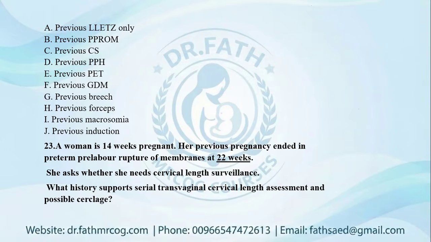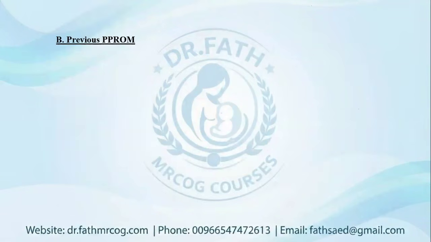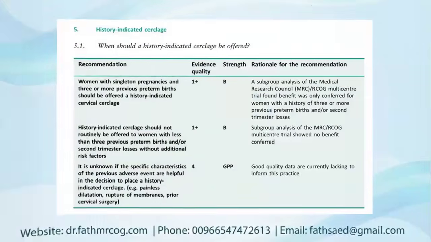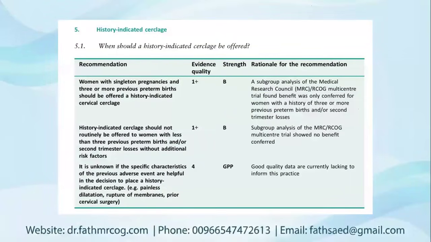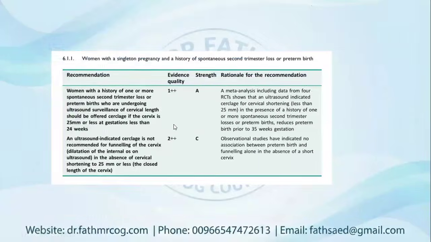B. Previous form? Yes, that will be correct. And I will keep the slide for you here, doctor, so you can revise. Because if the patient's history indicates cerclage, this will be the most important one: the patient who had three or more previous preterm births. This is the only one. Based on her history, I will do the elective cerclage. The other one is very confusing.